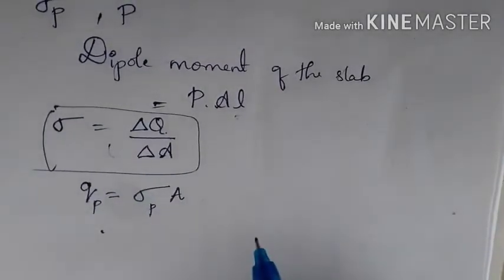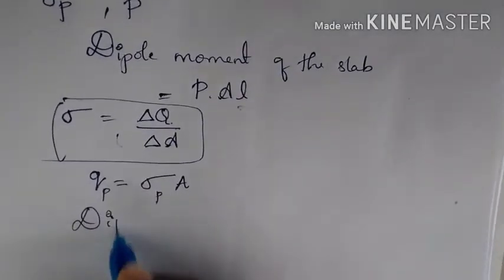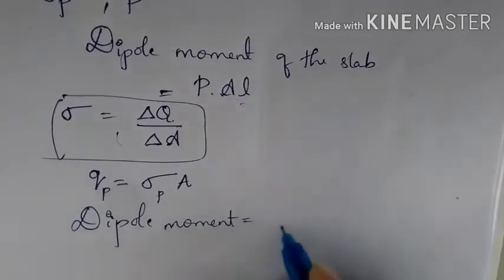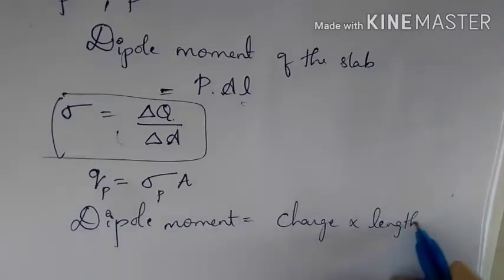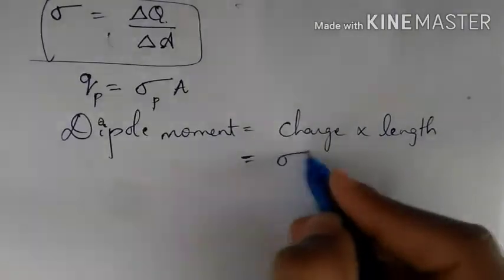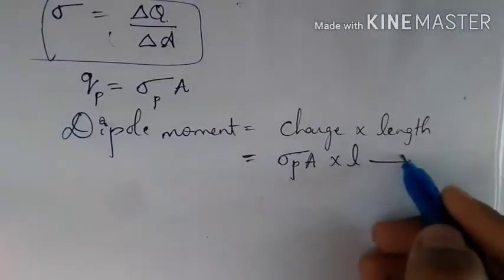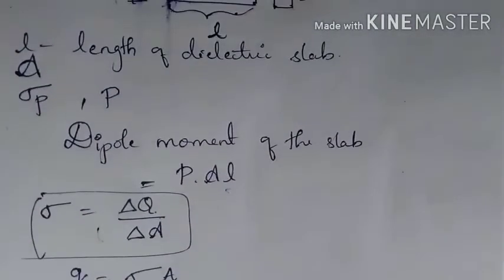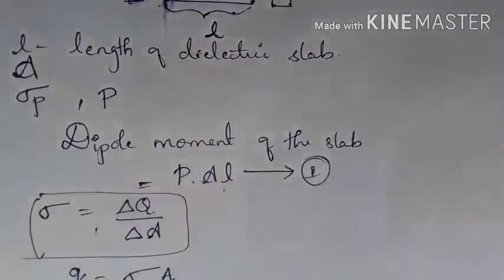So let us take the dipole moment. The dipole moment will be charge into length. And we know the charge is sigma p A multiplied by L. Let us call this equation number 2, and here PAL as equation number 1.